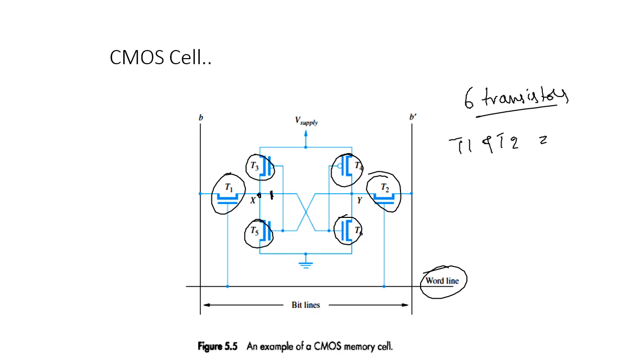if you want to read this one, you need to turn T1 and T2 on by driving the word line to 1, and whatever data is present here will be shorted to B bar and B, and this will be sensed by the sense and write circuit, and the corresponding output is given to the data lines. Similarly, the write operation takes place where T1 and T2 are turned on, and the data here will be loaded with 1.